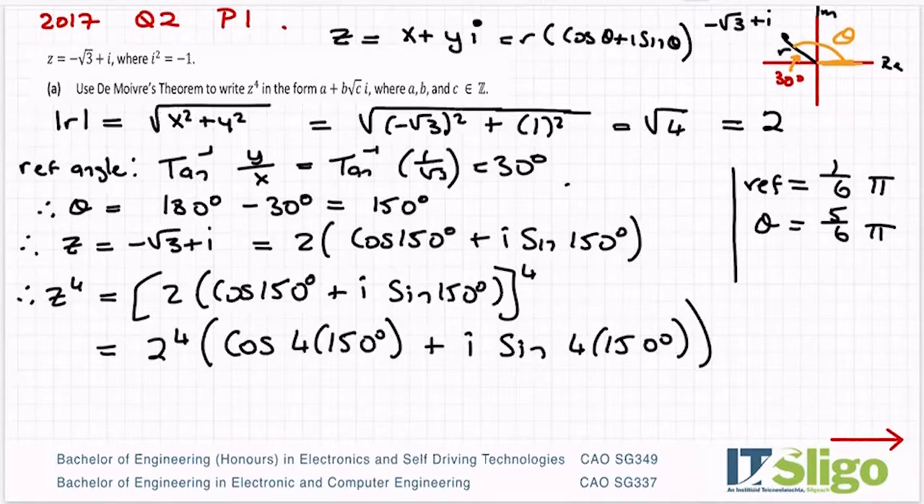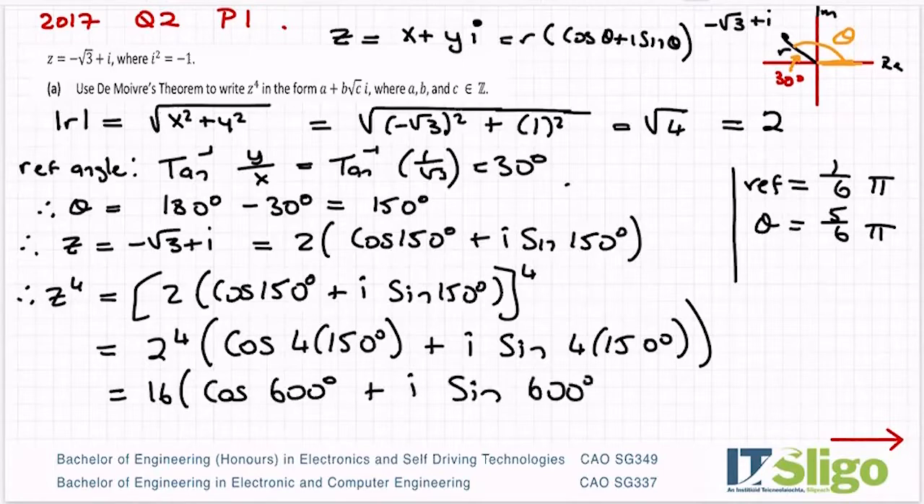Okay, so I hope that makes sense. You can tidy it up and you get 16 cos of, I'm going to put down 600 degrees and I'll come back to that in a second. 600 degrees. Generally, when you're leaving an angle in a question, you don't write an angle as greater than 360 degrees.